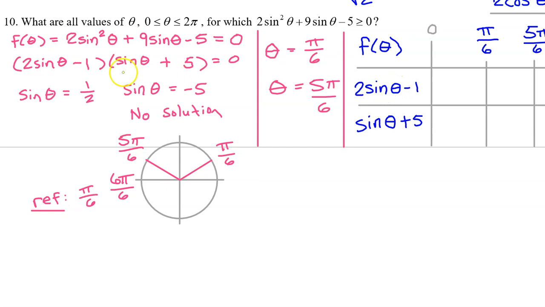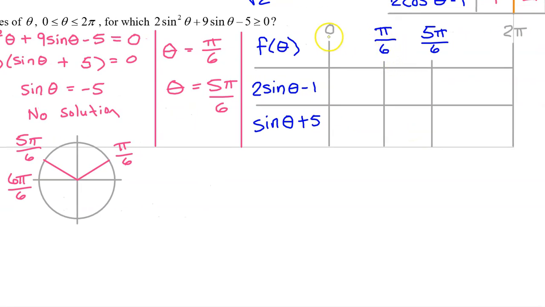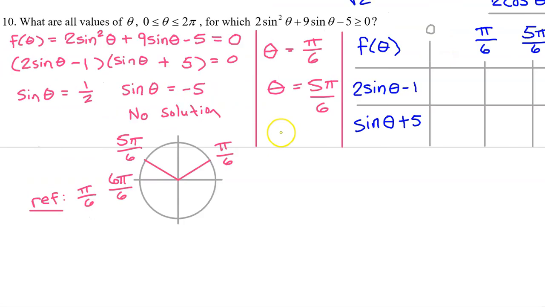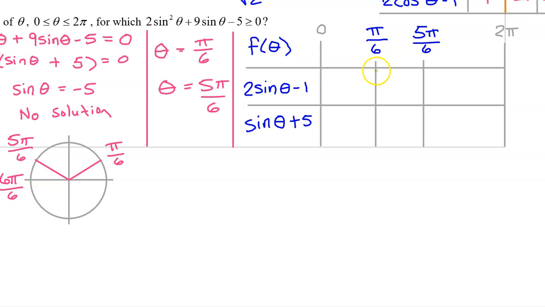When you make your sine chart, you need a row for each factor. So I have a row for the 2 sine theta minus 1 and another row for sine theta plus 5. Across the top, you have your domain limitations and your critical values. Remember that this first factor of 2 sine theta minus 1 gave us sine theta equals 1/2, which led to the 2 critical values of pi over 6 and 5 pi over 6. So let's highlight these 2 critical values for the first row to remind ourselves that these are the only 2 places where 2 sine theta minus 1 might change signs.